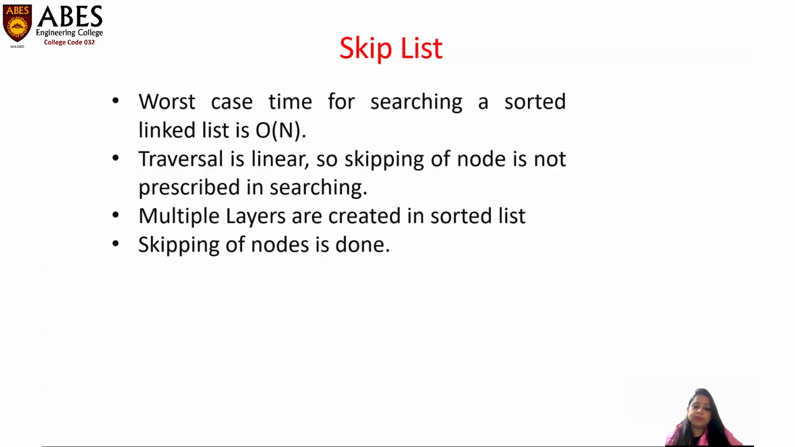in the higher levels. In level 0 we cannot perform skipping of nodes, in level 2 we can perform skipping of nodes, in level 3 we can perform skipping of nodes, level 4 and so on. Different types of layers are created in a sorted list, as we have seen in that example, level 0, level 1, level 2, level 3, etc. So skipping of nodes is done in order to reduce the complexity.